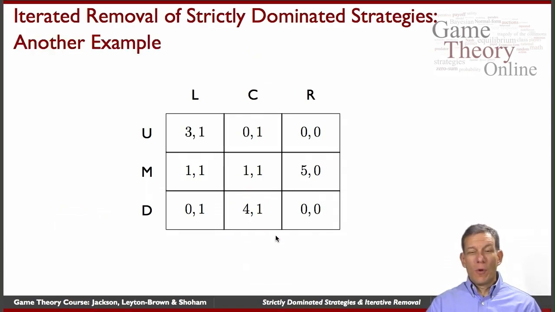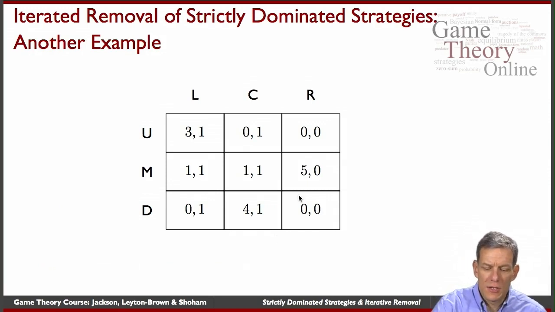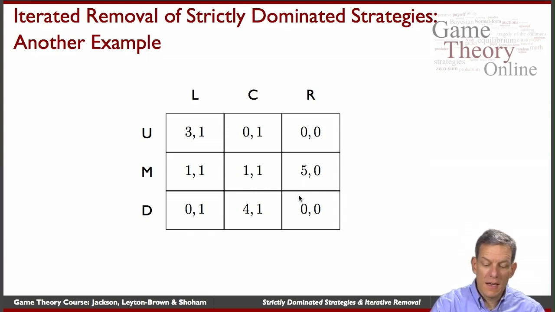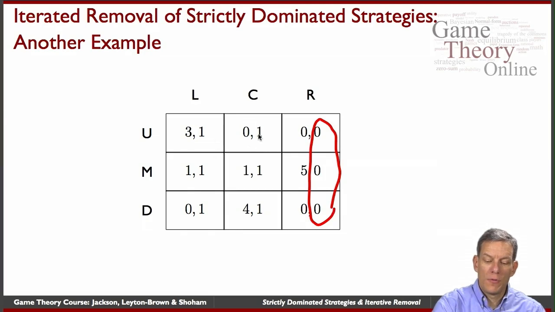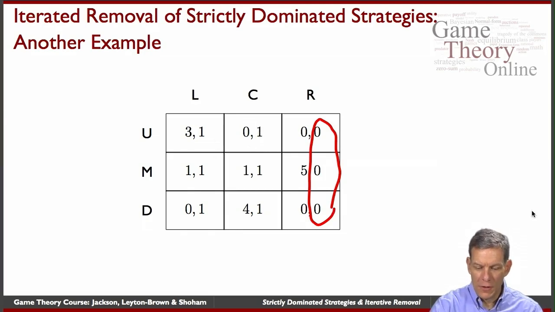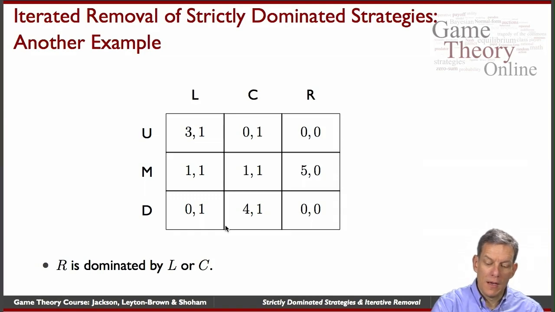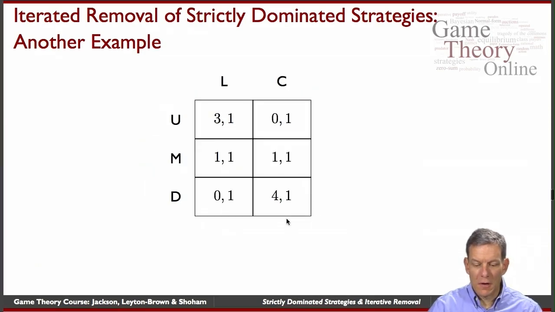So that worked very well in that game. Let's take a look at another game. I will slightly change the payoffs of this matrix. Let's try again. In this case, R is still dominated. R always leads to 0 for the column player. Left or center give higher payoffs. So in this case, R is dominated by either L or C. We can get rid of R, and then we can go through again.